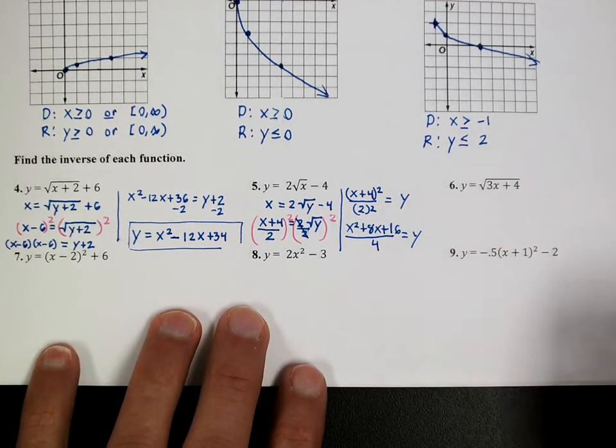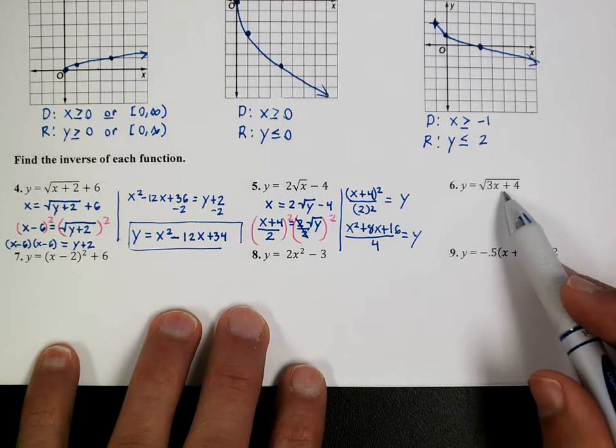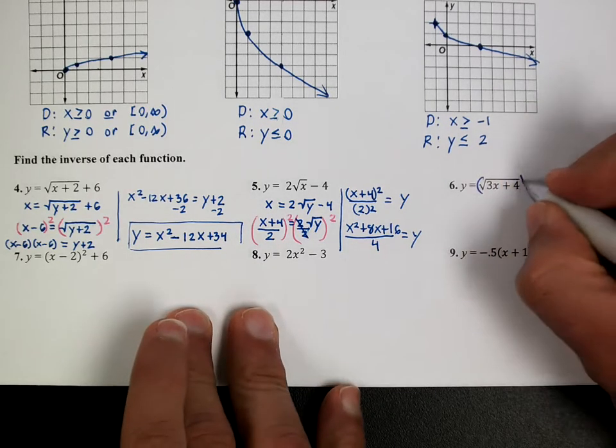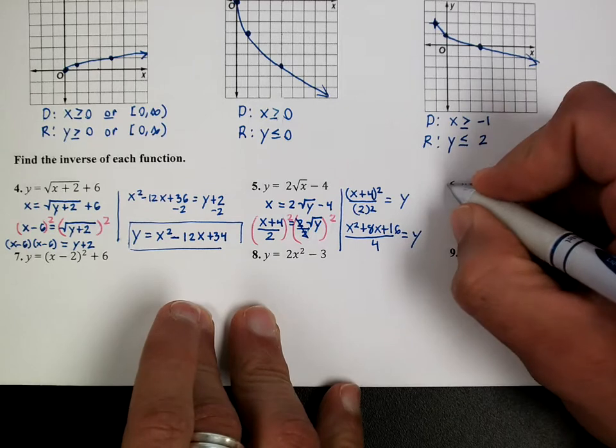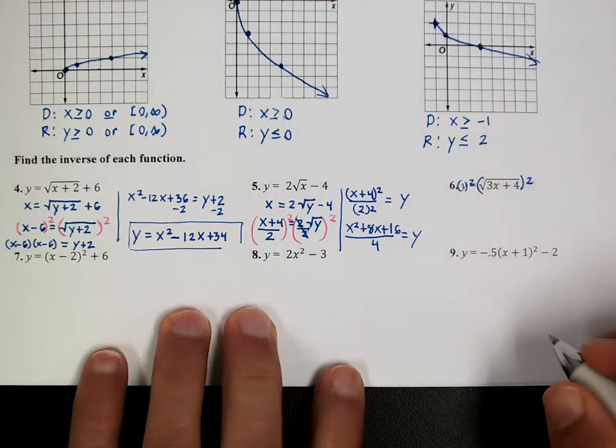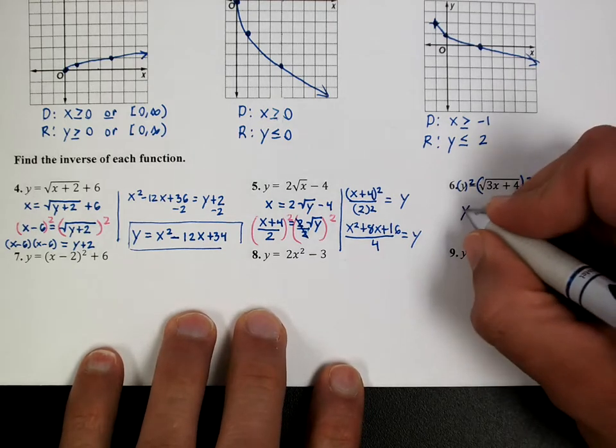6 is the same idea, but this one's easier because the radical, the square root, is already by itself. So remember, always step 1 is to try to get the square root by itself. So we're going to go ahead and square this. I'm going to square that. Alright, so now we have y squared.